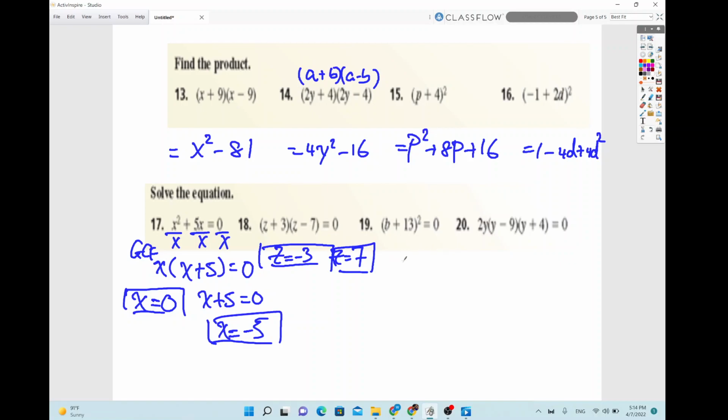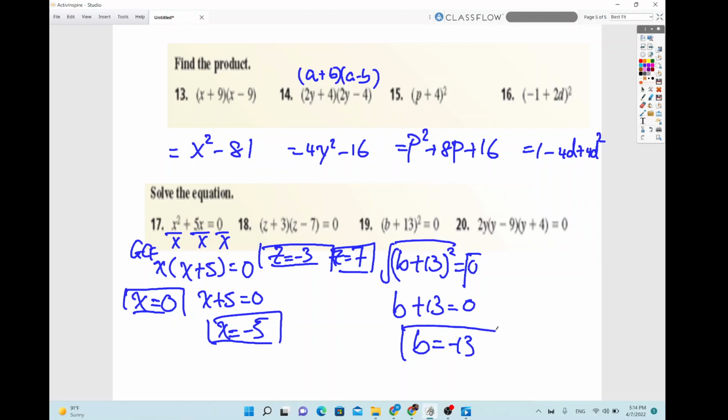And for this one here, just set b plus 13 quantity squared equals 0. So take the square root of both sides. We get b plus 13 equals 0, so b equals negative 13. For those, you might be wondering, the 2 right here, what does that mean? Well, the 2 is called the multiplicity. Multiplicity shows the number of times the same solution appears. Okay, so the number of times the same solution appears.